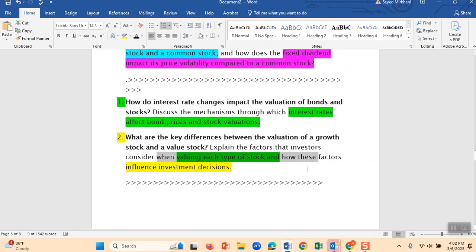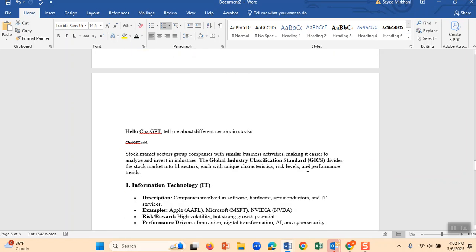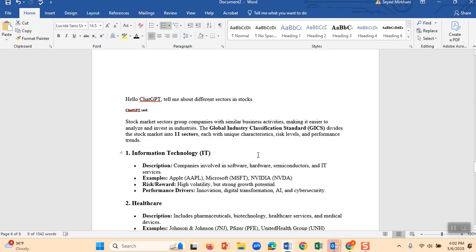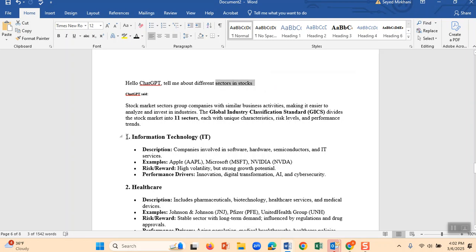Therefore, there are a lot of factors involved here. Now, I asked ChatGPT to tell you different classifications of, they call it, sectors of the economy, or sectors in stocks. Stocks are categorized together. One sector is called information technology. They say this person invests in information technology. What are examples of information technology companies? Apple, Microsoft, Nvidia. And what about volatility? They are very volatile. They go up and down.